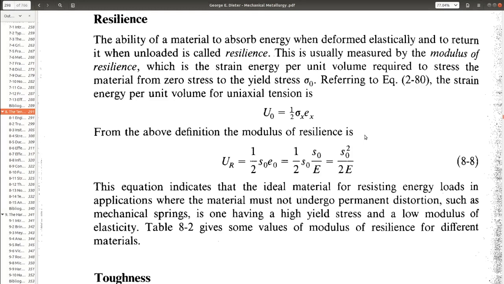And we could do one thing. We could assume that up to the yield point the stress is proportional to strain, and if we assume that, then we could write E naught as S naught by Young's modulus, so that we could rewrite this UR as S naught square by 2E. So that's a measure of resilience. That's how we measure resilience.